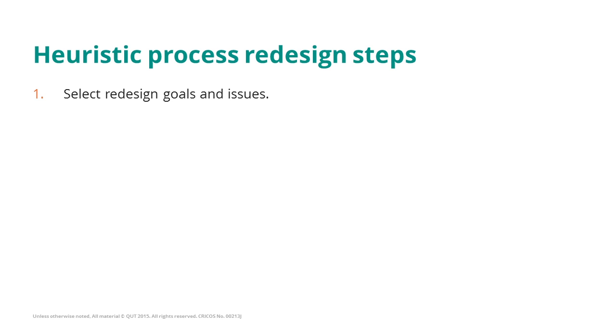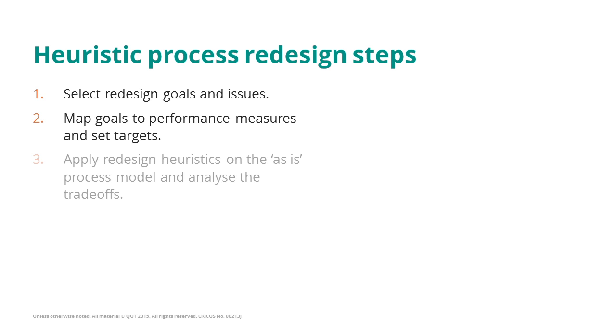Having identified the goals and the issues that are relevant to those goals, the next step is to put specific performance measures behind those goals and to set targets for the redesign initiative. These performance measures, as we have seen before, will span across the multiple dimensions that are reflected in the redesign goals. The third step is then to take the as-is process model and brainstorm, according to a set of redesign heuristics, what changes can be made in order to achieve the performance targets.